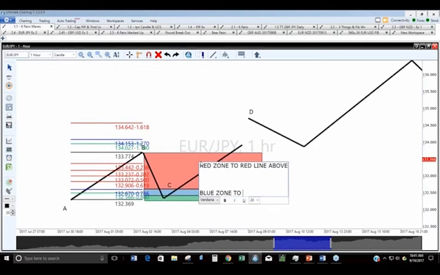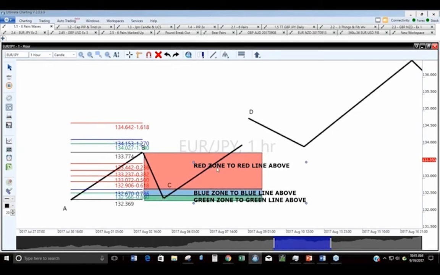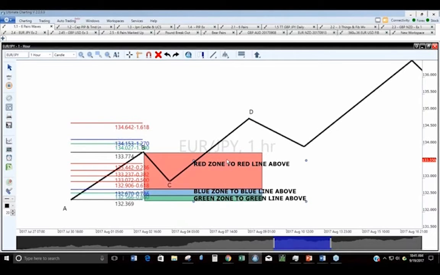Blue zone to blue line above, and green zone to green line above. Let me just reposition that a little bit. If the market comes down into the red zone, we expect it to go to the red line above. If the market goes down to the blue zone, we expect it to go to the blue line above. And if the market goes to the green zone, we expect it to go to the green line. So red to red, blue to blue, green to green.